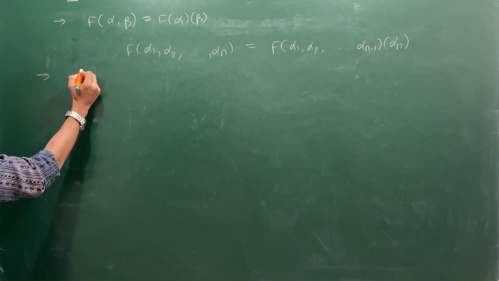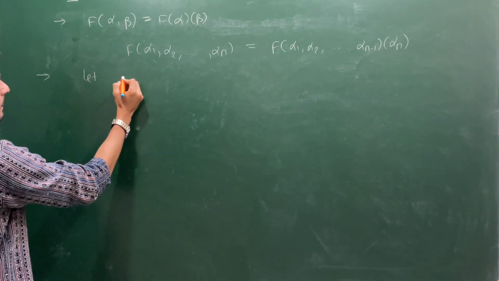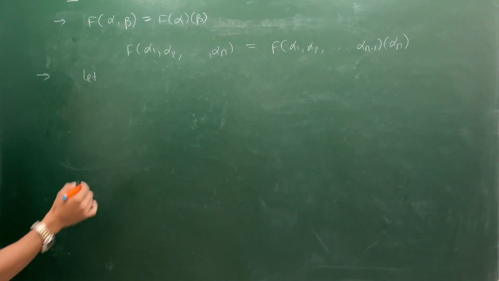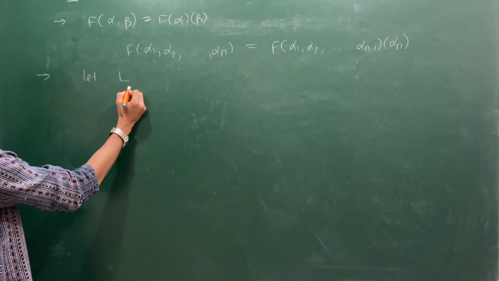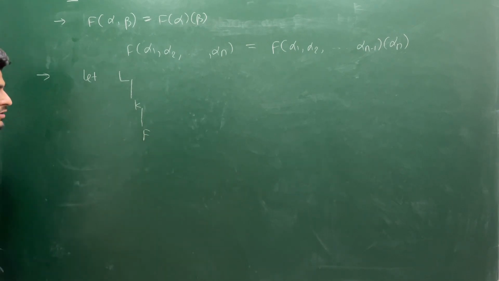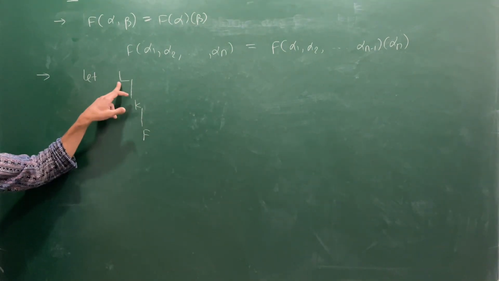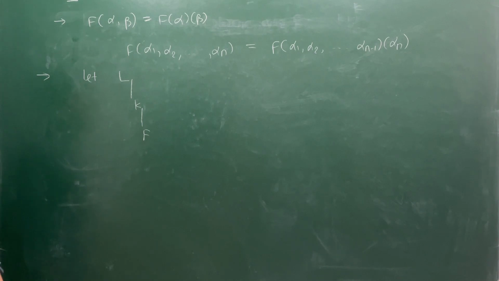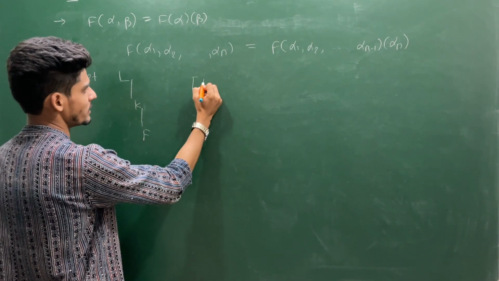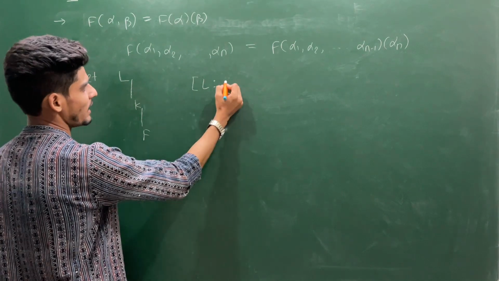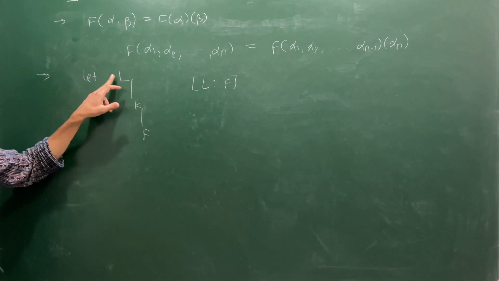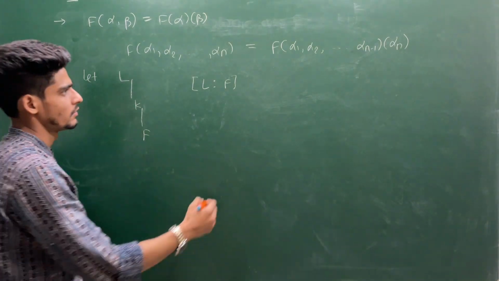Let me write this. Suppose we have a tower of extension like this. Suppose we have L, then below we have K, and below we have say F. So F lies below K and K lies below L. So this is a tower of field extension. Then one thinks about this. What can you say about the degree of L over F? And is there any relation between the degree of L over F and the degree of L over K and K over F?